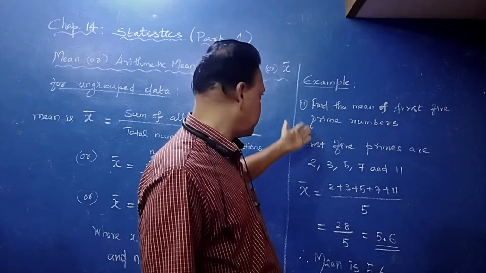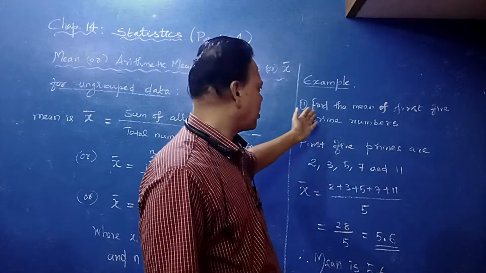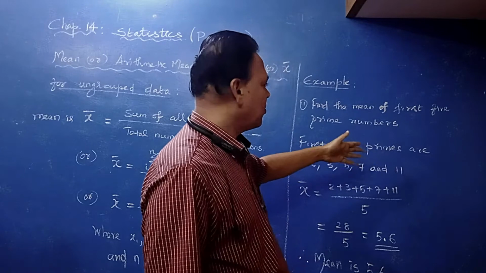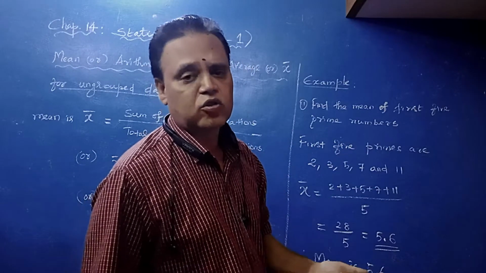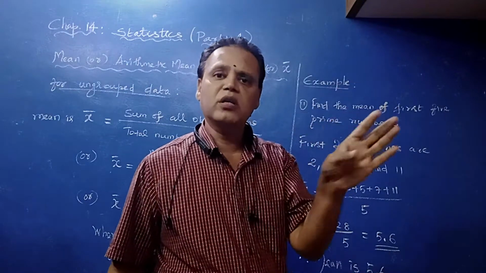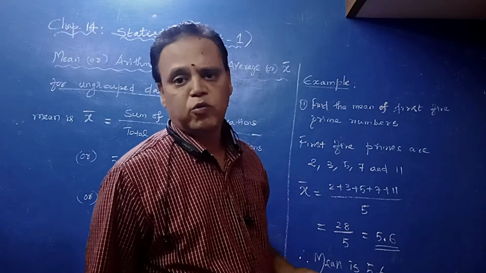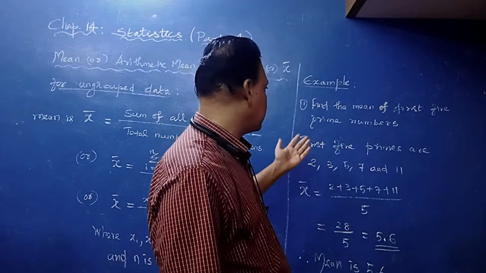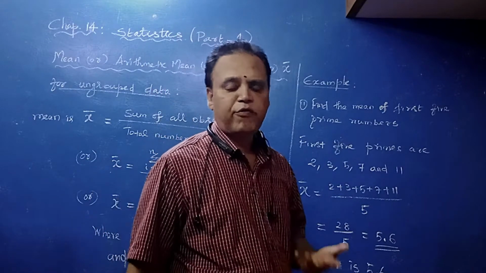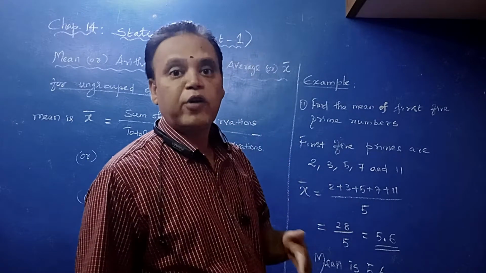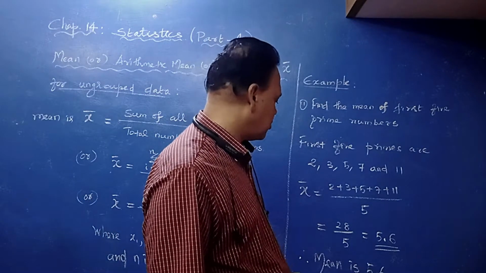See, ungrouped data, we have many more examples also. Find the mean of prime numbers between 30 and 50, like that also they will ask. All the prime numbers between 30 and 50 you should add, then find out the mean. Clear? I will give it as homework. Like that, find the mean of first 10 natural numbers. Then find the mean of first 5 composite numbers. Clear? So like this they will ask. I will give it as homework.